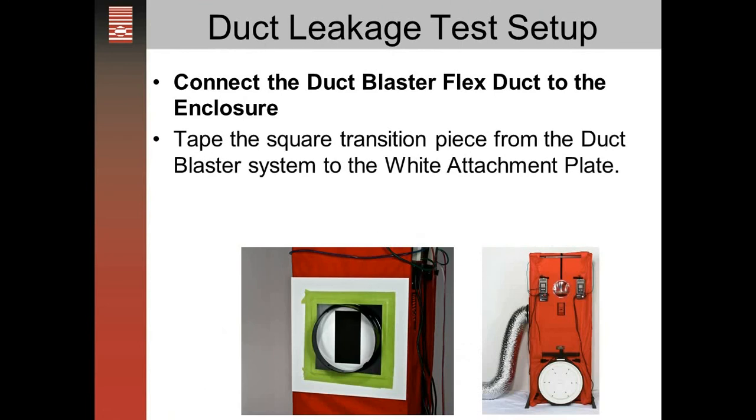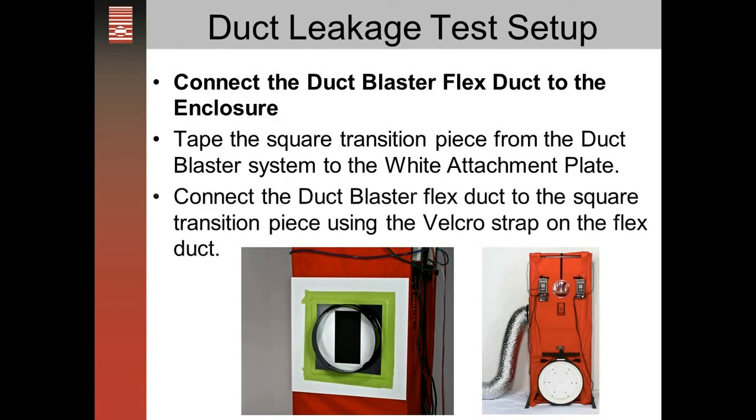Next, we'll connect the flex duct. We'll connect the square transition piece for the duct with your Duct Blaster system. We'll tape that to the white attachment plate, and then we'll attach the flex duct to that square transition piece.